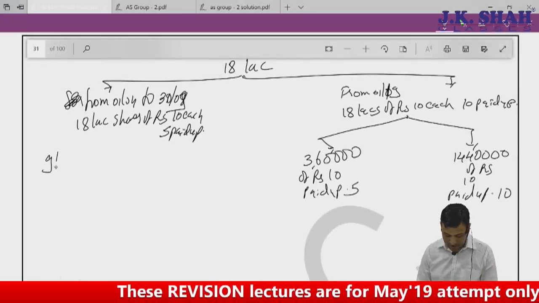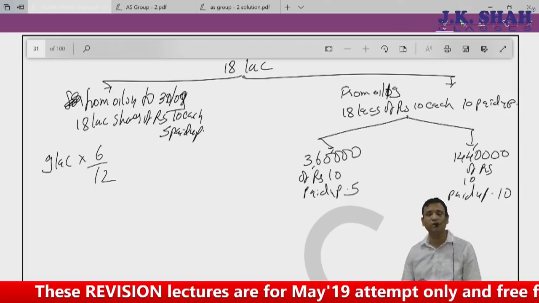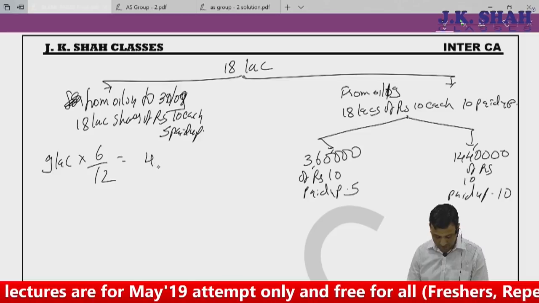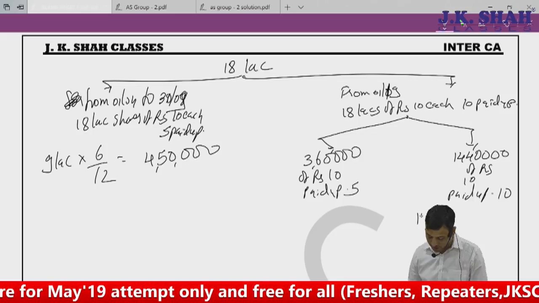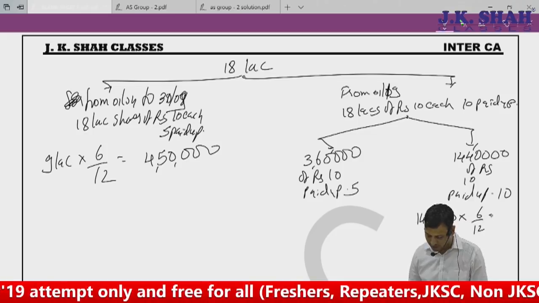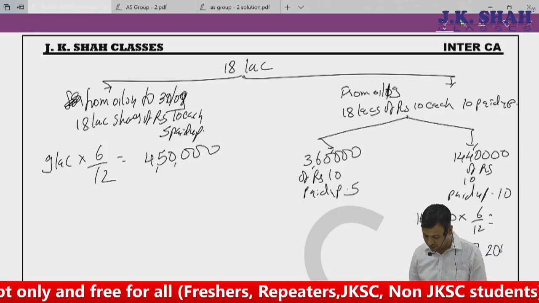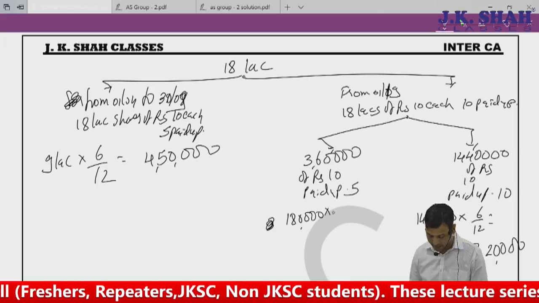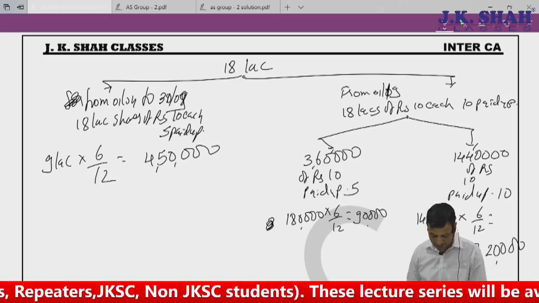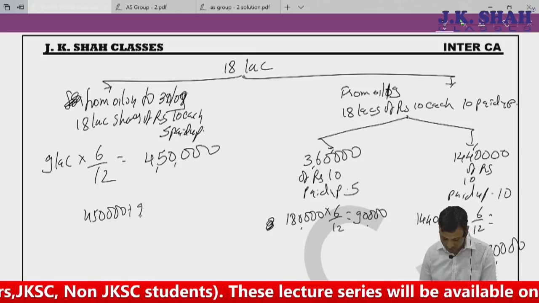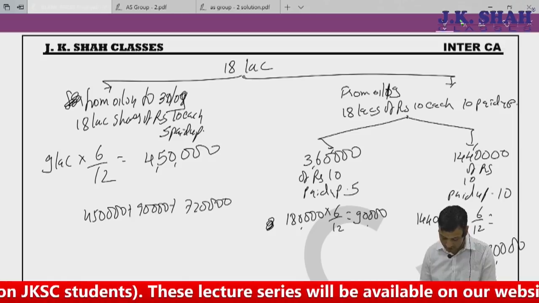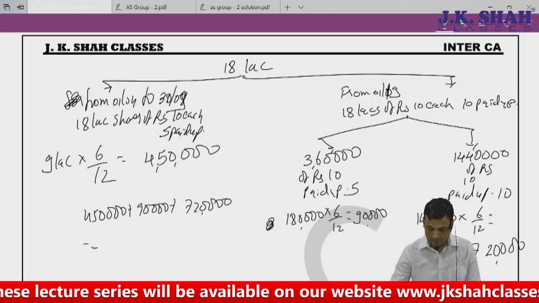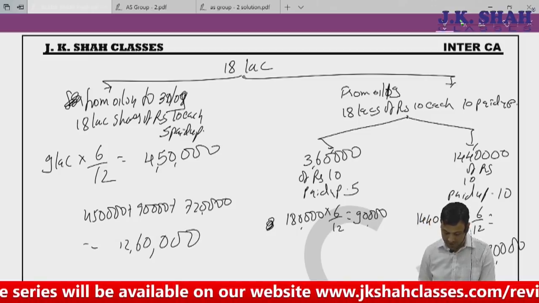So here I can say you have 9 lakh shares for all 6 months, because the money came only on 30th September. 1st September we have called, but money came on 30th. So 9 lakh shares for 6 months is nothing but 4,50,000. Here 14,40,000 shares are fully paid, so 1440 into 6 by 12, that is 7,20,000. And here 360, I'll take half of 360, because only 5 rupees is paid up. 1,80,000 into 6 by 12 is 90,000. So my total is 450 plus 90 plus 720, which is 12,60,000, my weighted average number of equity shares.